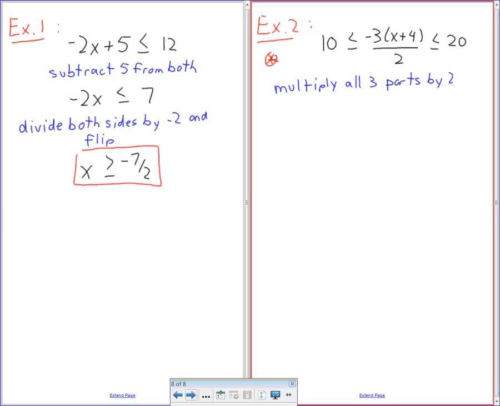So this is going to be 20 is less than or equal to -3x plus 4 is less than or equal to 40. So I multiplied the middle by 2 to get rid of the fraction, and I multiplied the left-hand side by 2 just to balance all 3. Is everyone okay with the first step? Good? All right, Kylie, if I have -3x plus 4 equals 40, what would you do next?